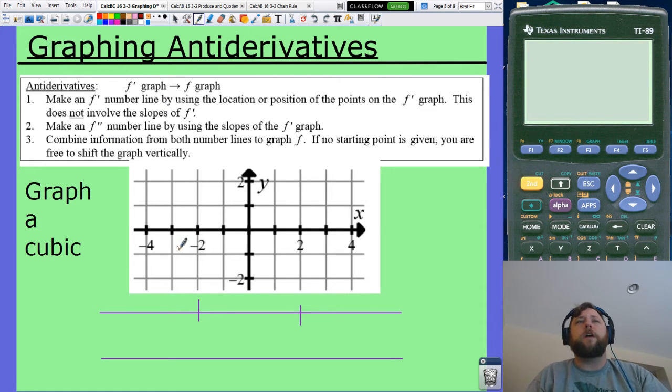So I want to show you what this looks like. When I say number line, it's basically like our tables. It's going to be my f prime number line and my f double prime number line. So I'm going to sketch a cubic equation here. A cubic equation might look something like this.